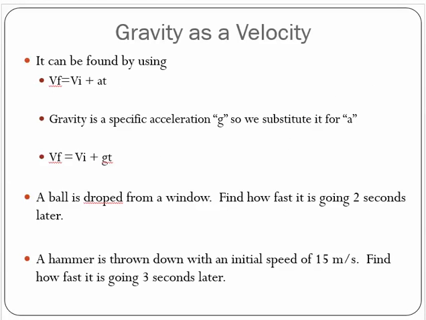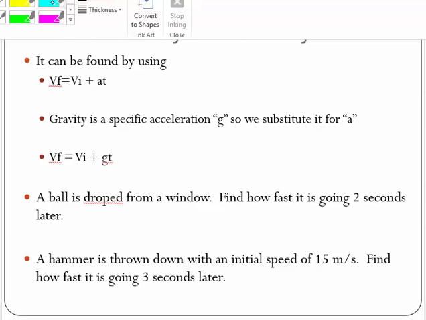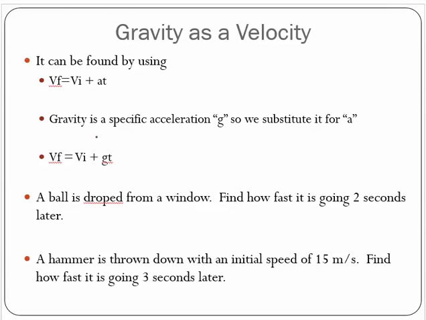Gravity as a velocity. Well, it can be found by using our equation Vf equals Vi plus At. Gravity is a specific acceleration. It's g, so we can substitute that in for A. In our equation then, notice in the place where A is, we've got G, so it's now Vf equals Vi plus Gt. So let's use our equation here.